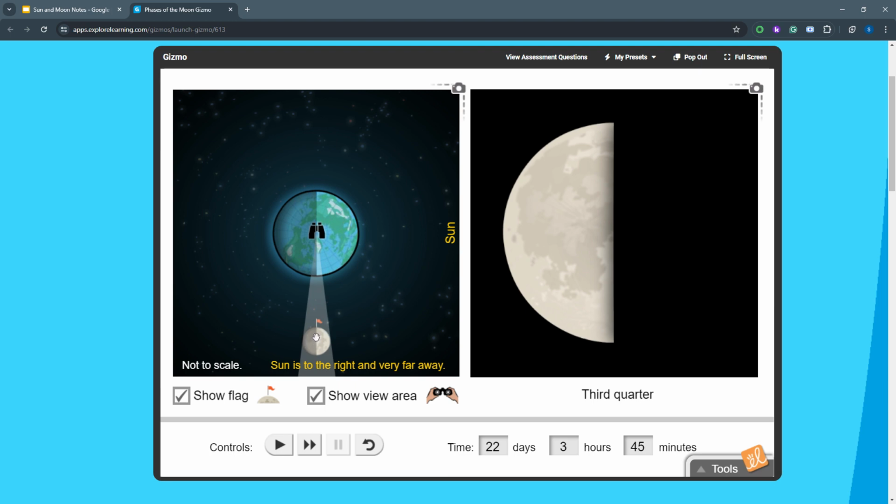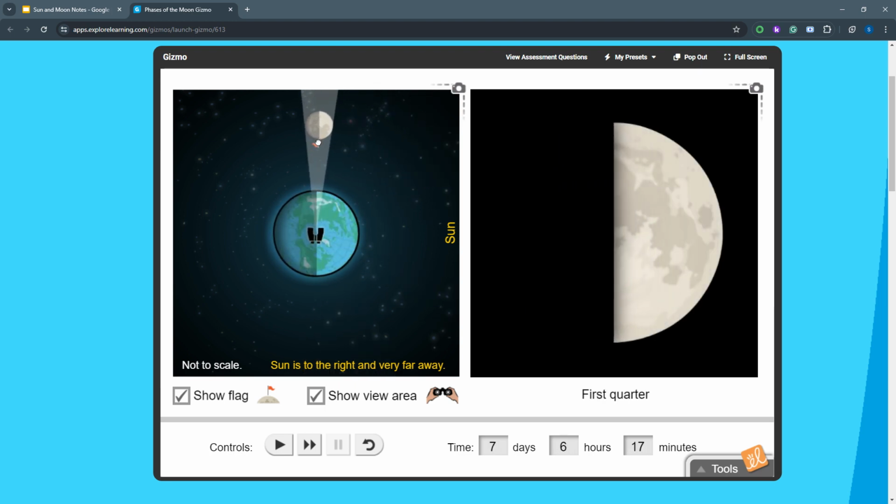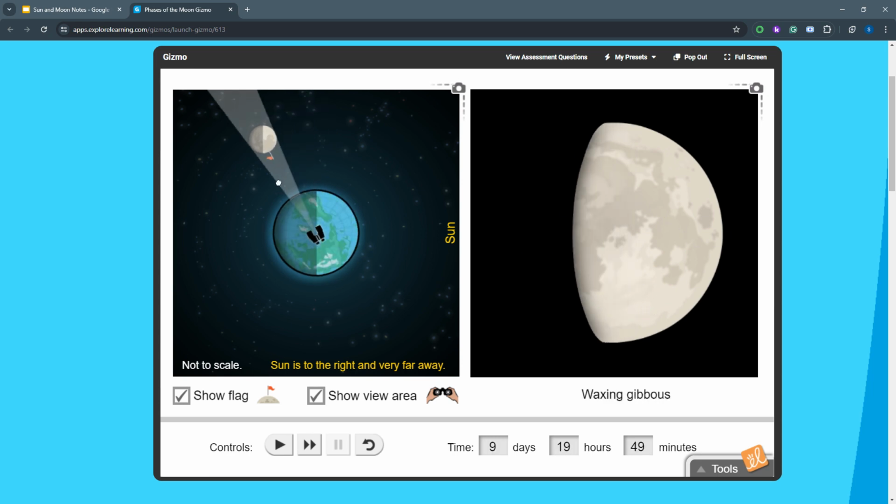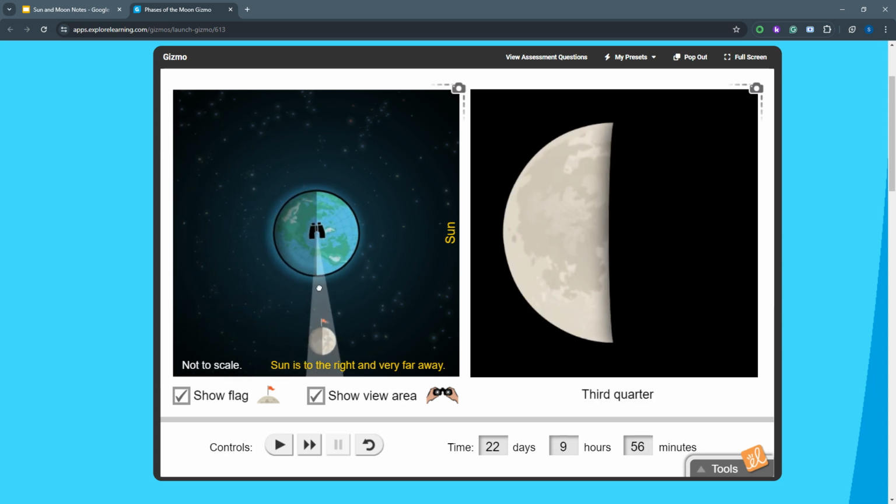This is not the same as when the moon was over here. Notice that when it was over here, from our perspective, half of the right side was lit up and half of the left side was in darkness. But now, when the moon is over here, from our perspective, we see half of the right side in darkness and half of the left side lit up.